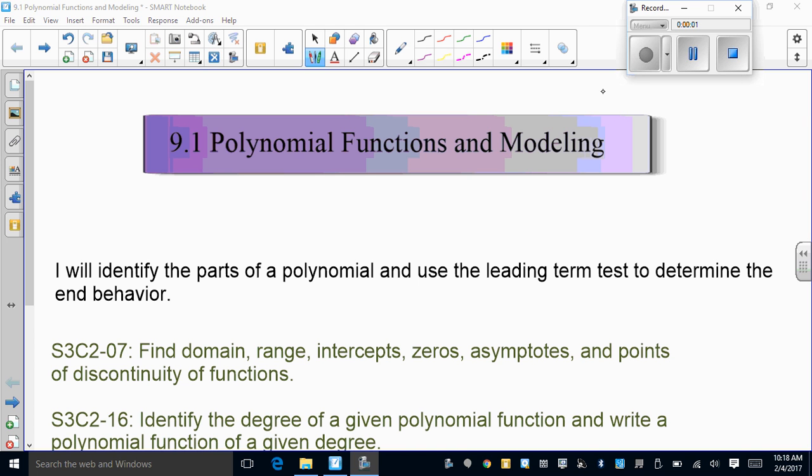4 in the book, so 4.1. Polynomial functions and modeling. You'll identify the parts of a polynomial and use the leading term test to determine end behavior.